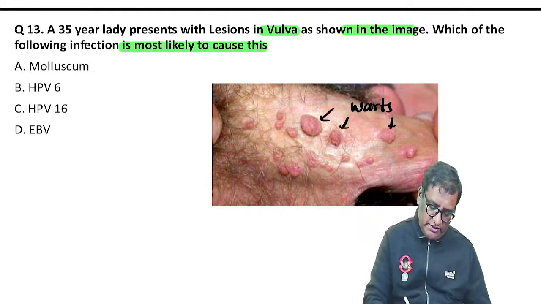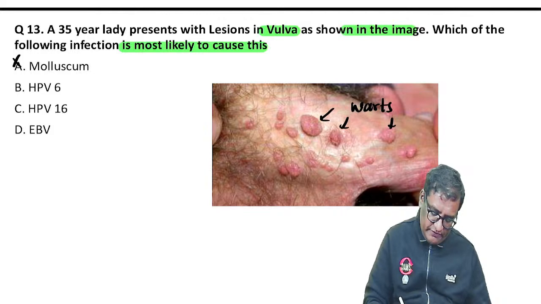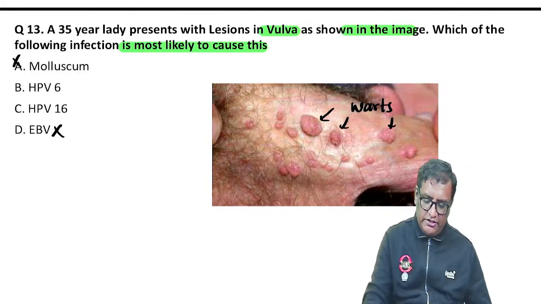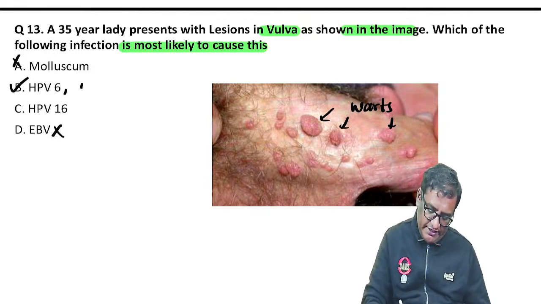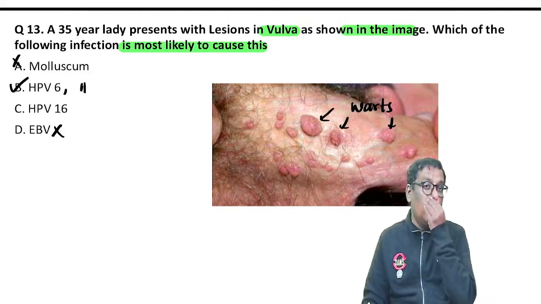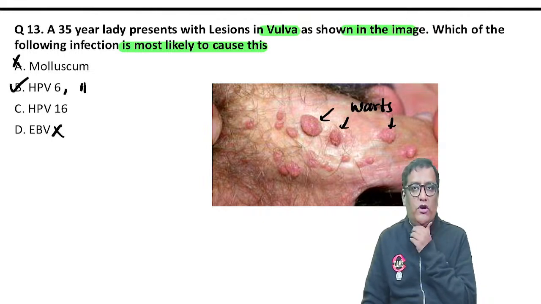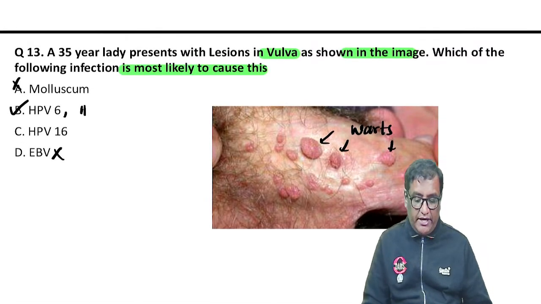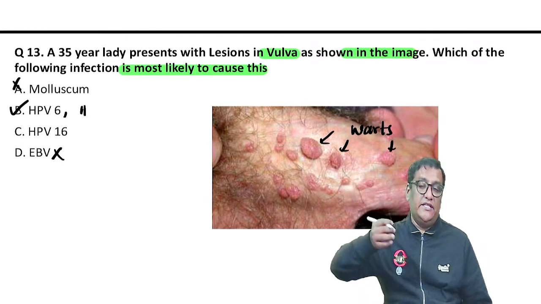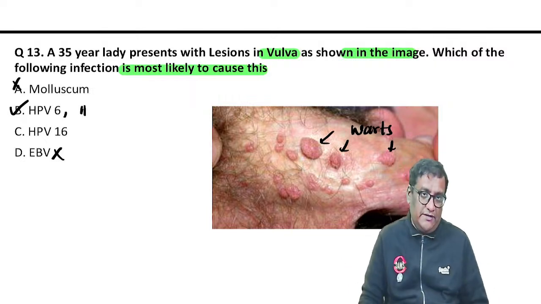What are these? Molluscum contagiosum? No. HPV6, HPV16, EBV is also not the answer. Which is the correct answer? HPV6. Very good. 6 and also 11 can be causing this. This is a low risk HPV. Yes, correct. This is a genital wart. But remember, if I get HPV 16 or 18, the high risk HPV, that means these benign warts can progress to malignancy.